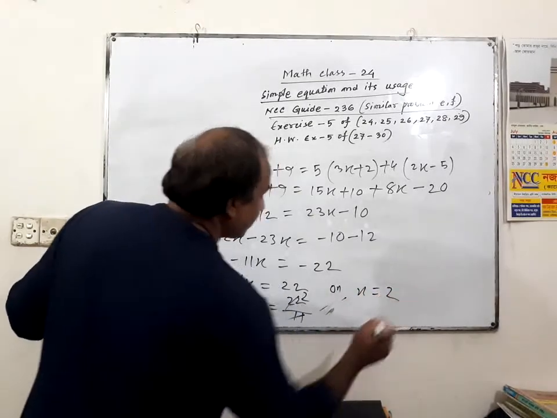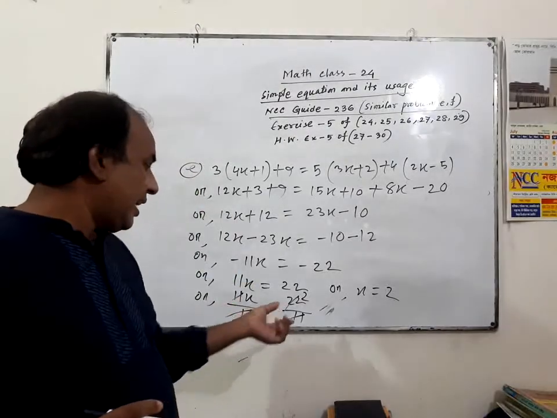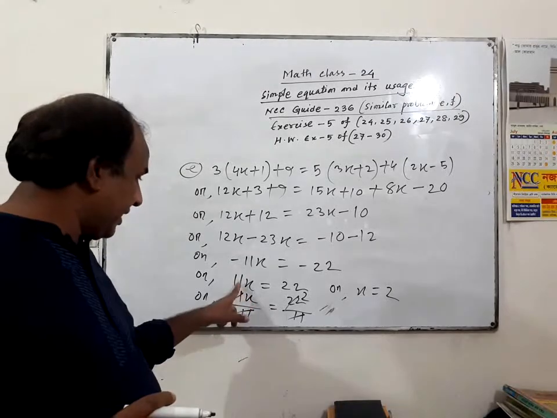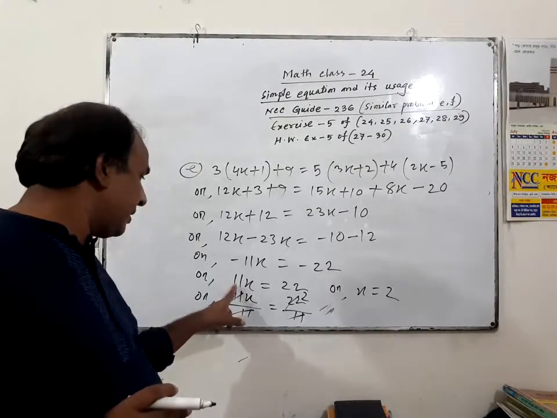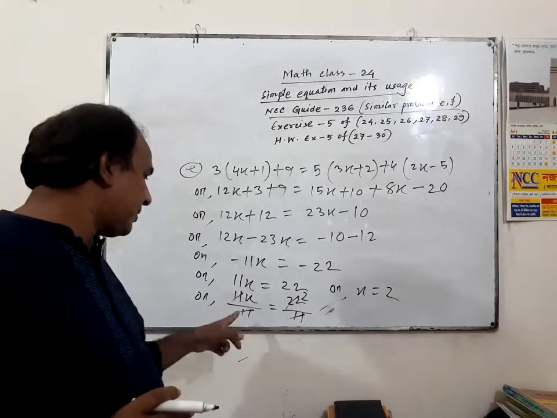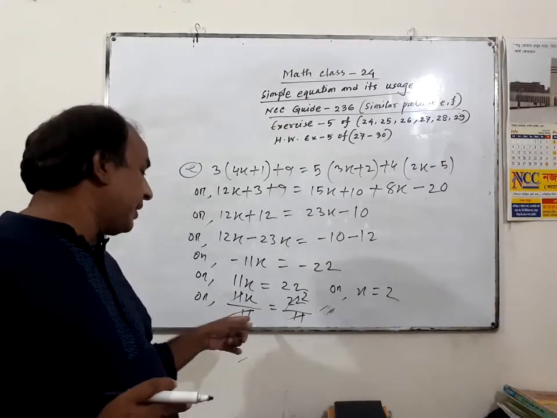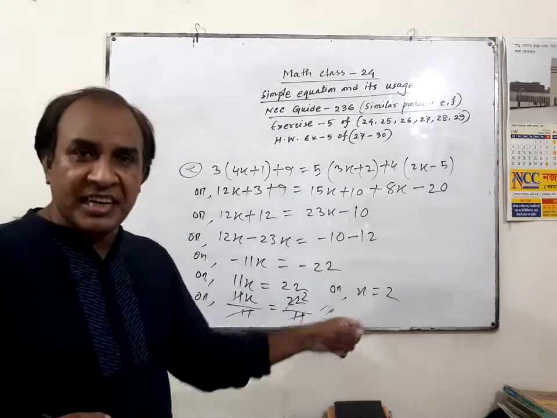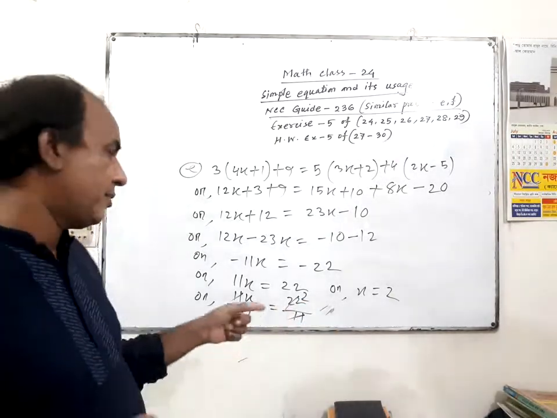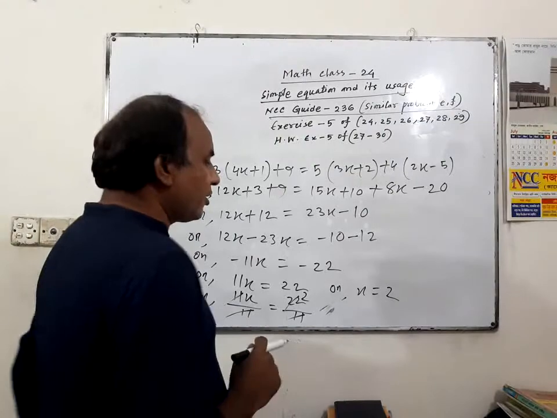So x is equal to 2. Dear student, in previous classes I have shown you that with 11x we have to abolish 11. 11 and x are multiplied together, so for that purpose we divide, and we have to put a side note here: divided by 11 on both sides. Now x is equal to 2. So the required solution is 2.